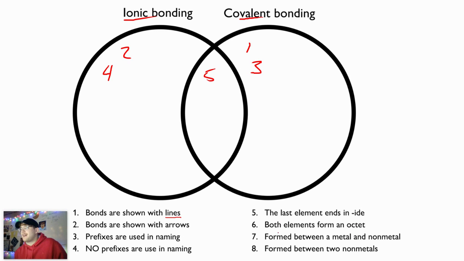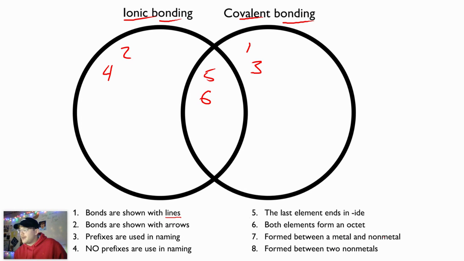Both elements form an octet. What's the point of bonding at all for elements to form an octet? These are both bonding. They achieve their octet in different ways. They achieve their octet with ionic bonding by transferring the electrons. They achieve it with covalent bonding by sharing electrons. So this one is both.